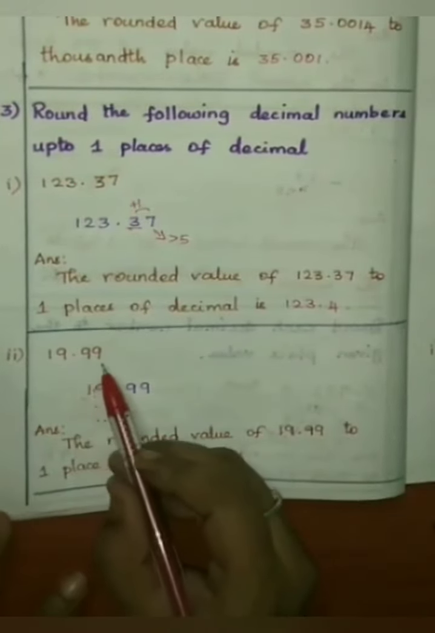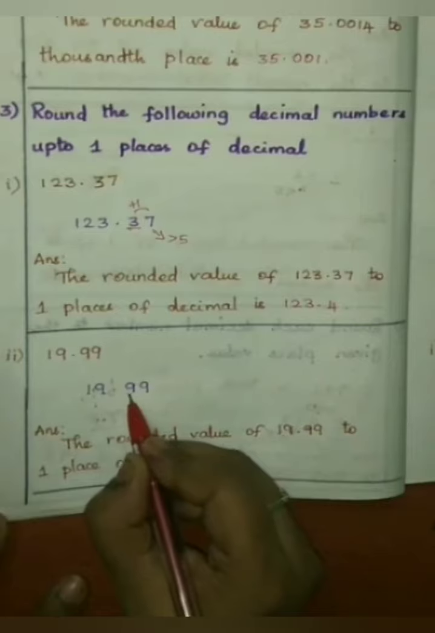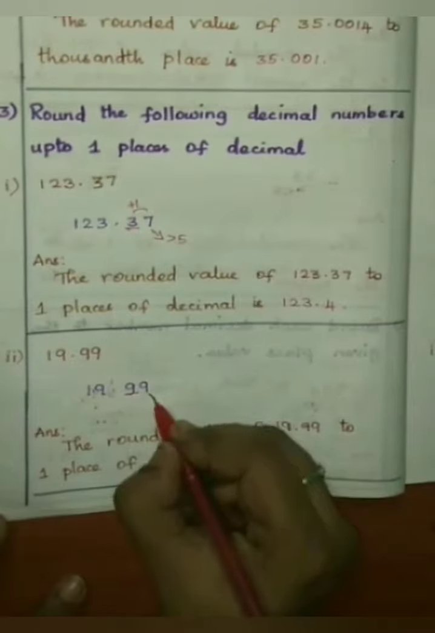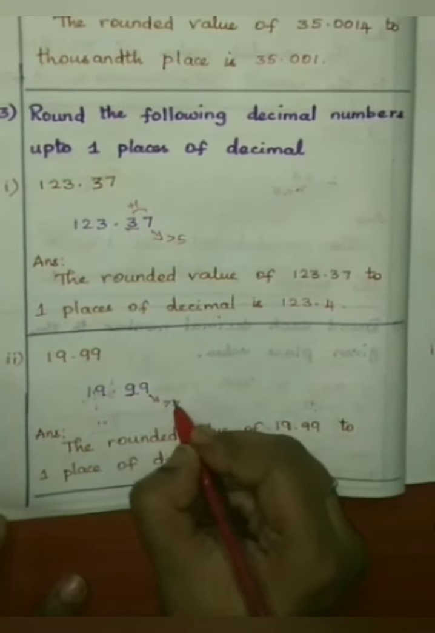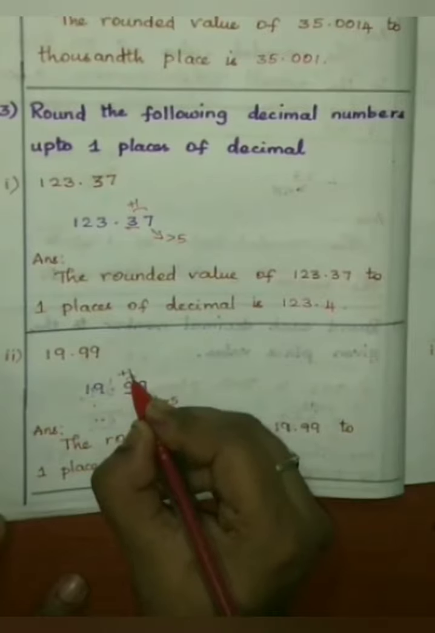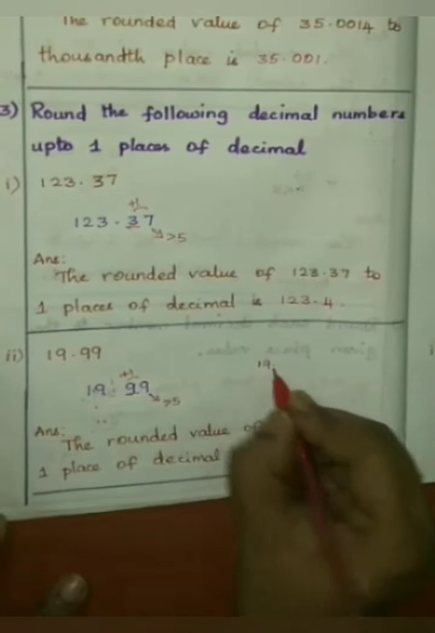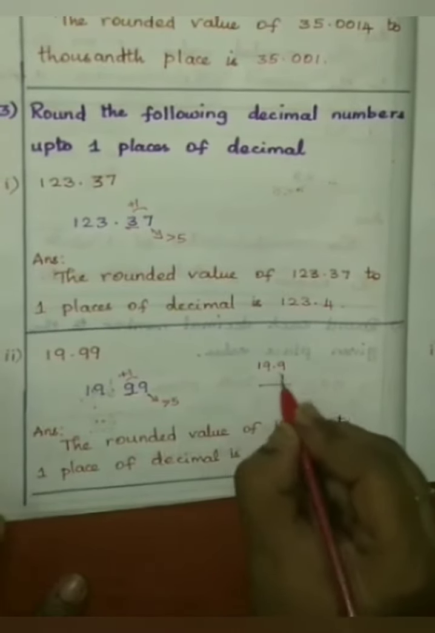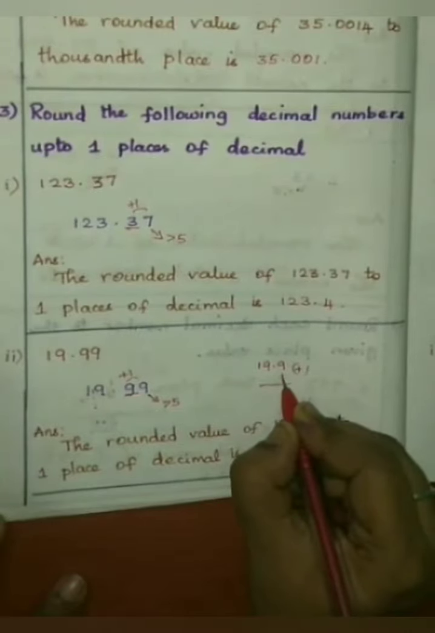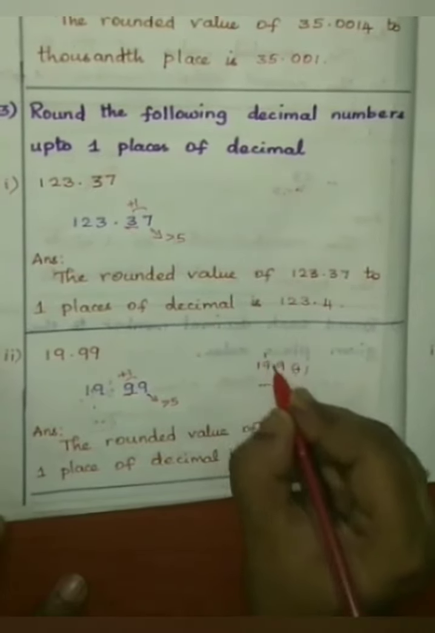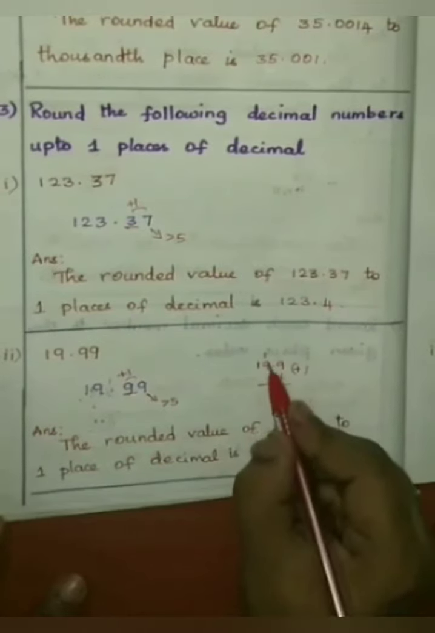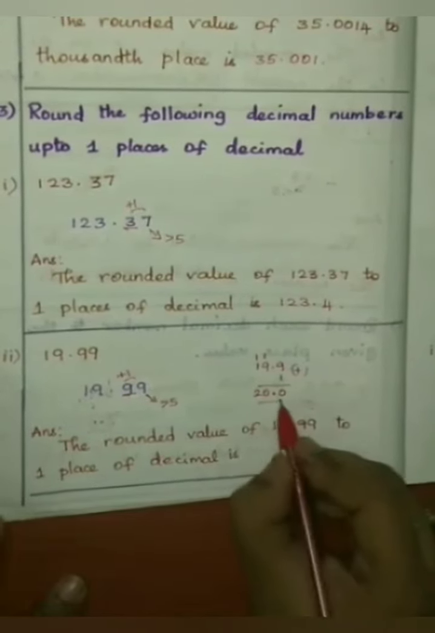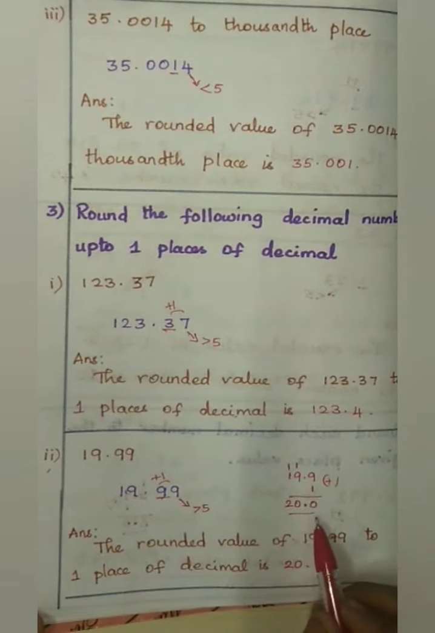Second subdivision, 19.99. So underline the digit in 10th place. So 9 is in 10th place. See the digit to the right of 9. Again we get 9, which is greater than 5. So add 1 to this 9. So what will you get when you add 1 to this 19.9? 9 plus 1, 10. And keep this dot here. And 1 plus 9, again 10. 1 plus 1, 2. The answer is 20.0.